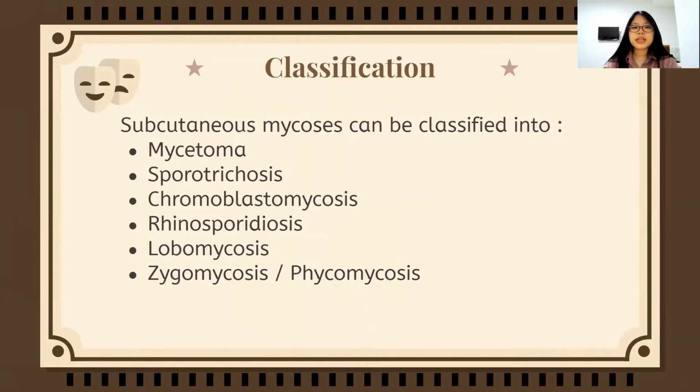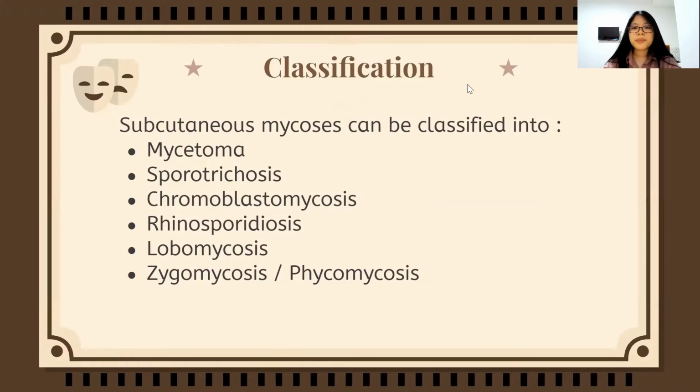Now I'm going to explain about classification of subcutaneous mycosis. Subcutaneous mycosis can be classified into several diseases, including mycetoma, sporotrichosis, chromoblastomycosis, rhinosporidiosis, lobomycosis, and zygomycosis or phycomycosis. This classification is carried out based on various aspects such as the cause of fungal infection, epidemiology, pathogenicity and etiology, and clinical features. For its characteristic, subcutaneous mycosis can be diagnosed and treated.